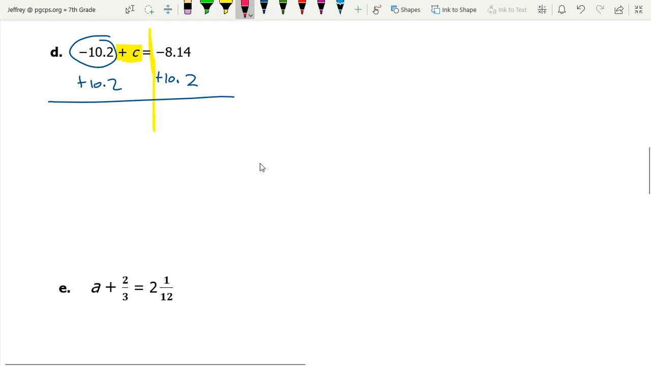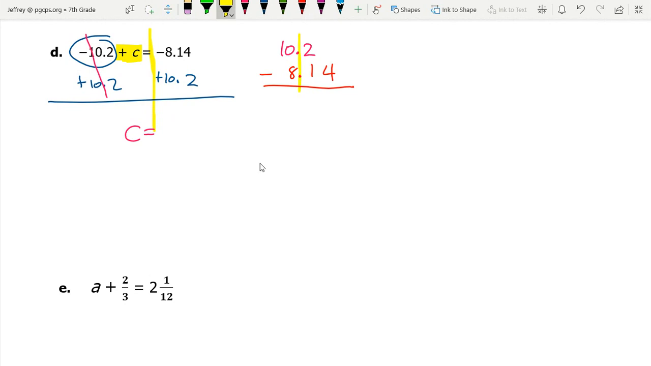Now, these two are opposites, so that's a 0. What's left is c is equal to. Now, the signs are different. That means we subtract the magnitude. So we subtract the bigger magnitude, 10.2, minus the smaller magnitude, which is minus 8.14. Make sure you line them up, just like what I did. I lined up the decimal point. So make sure in here we can write a 0 as a placeholder.